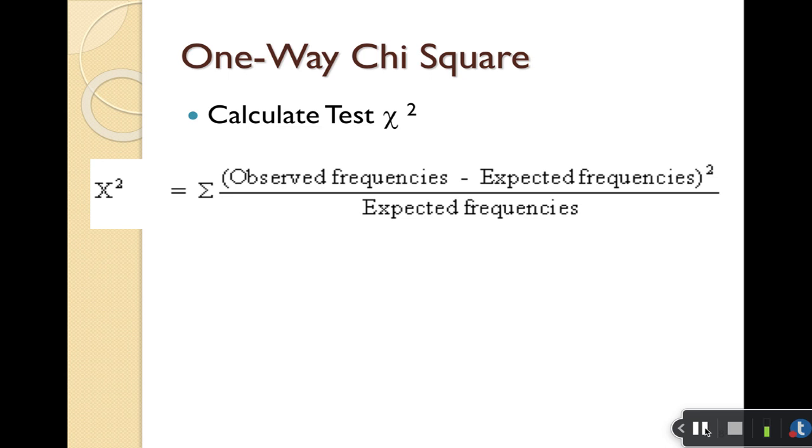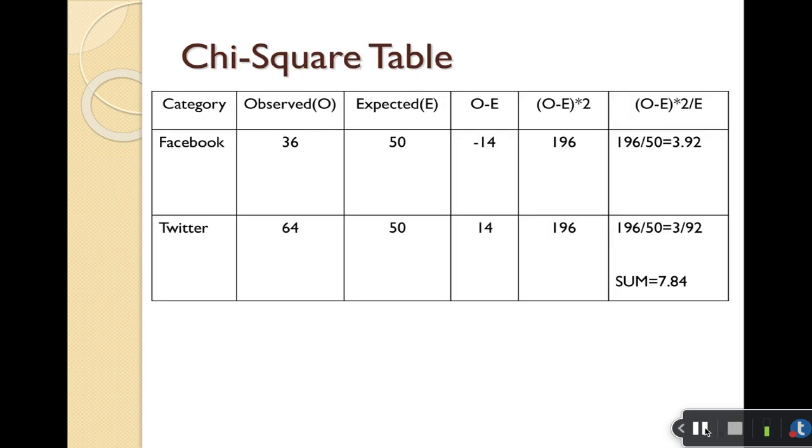So the formula itself isn't too bad. You can do it by hand, you could do it in Microsoft Excel, and it's even easier when we set it up in what we call a chi-square table. Here is an example of how we could set our data up using a chi-square table. On the far left-hand column, we have our 2 different categories, or our 2 different options on our survey, Facebook versus Twitter.